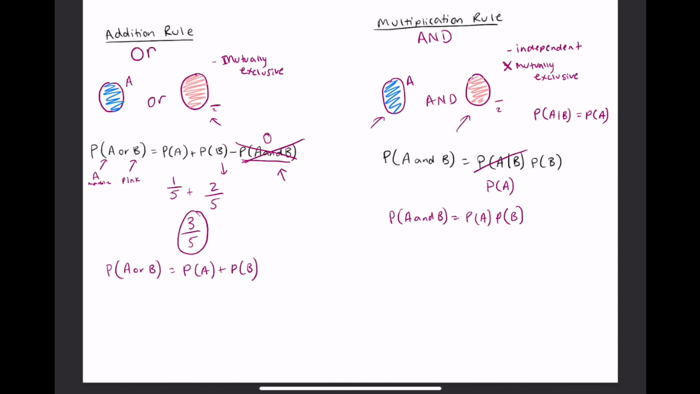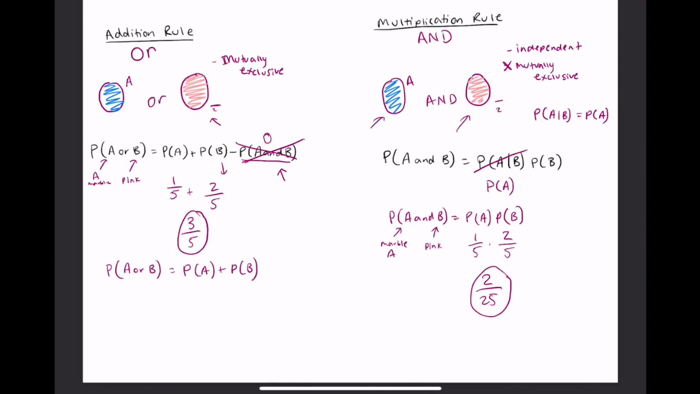And then let's just plug it in. So probability of A is 1/5, because that is the probability of pulling out marble A. And then the probability of pulling out a pink marble is 2/5. And now we multiply it. So 2/25. And this is our final probability, if we wanted to ask, what is the probability of pulling out marble A and any pink marble?